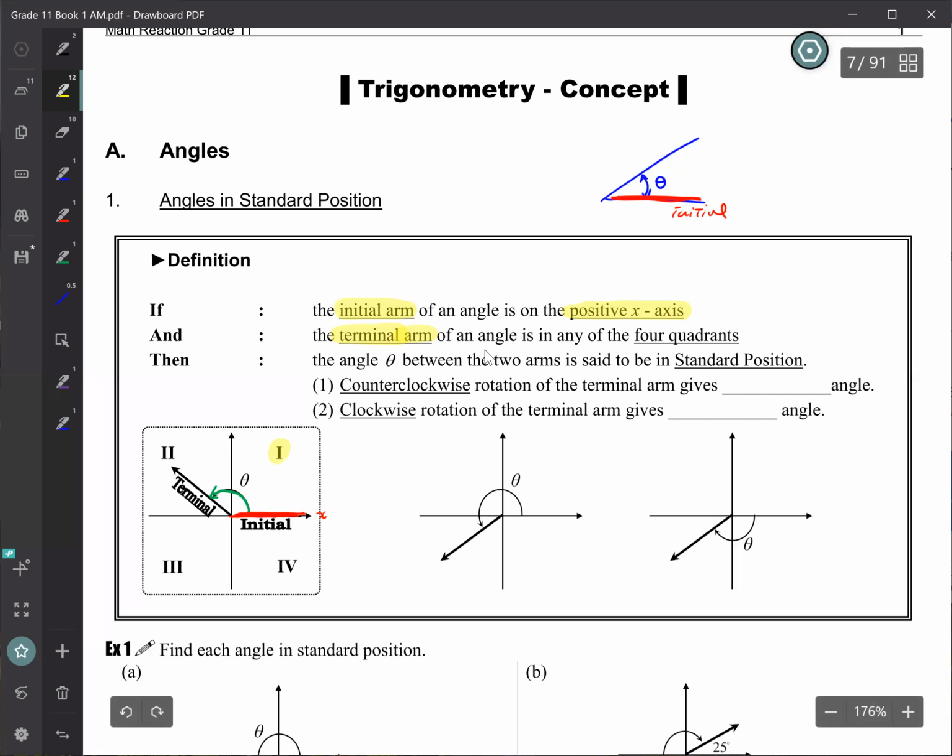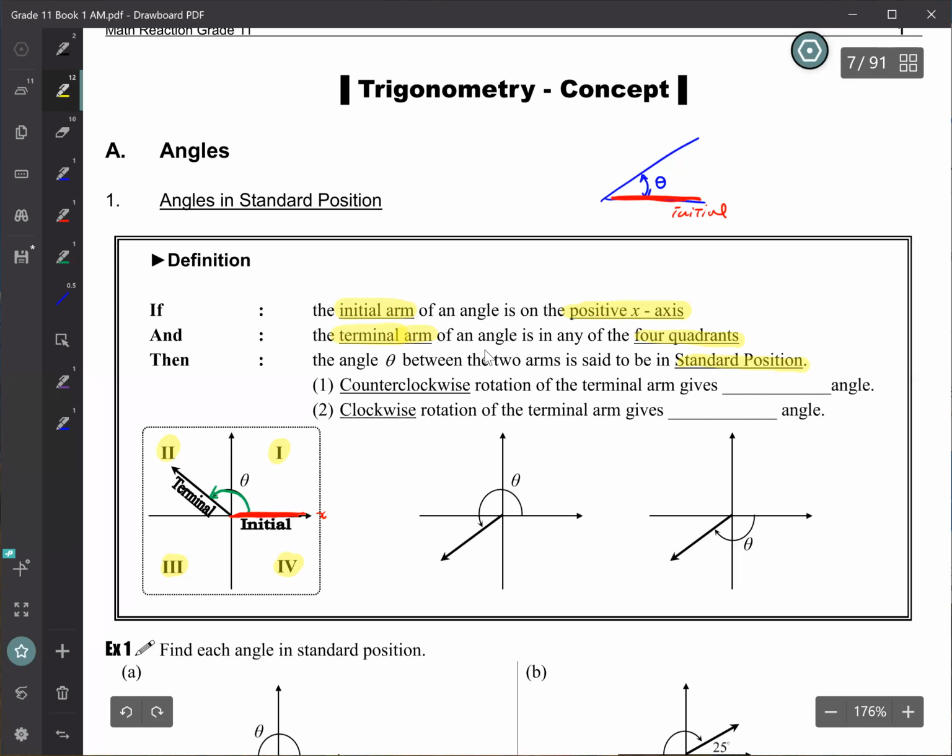So you have quadrant 1, quadrant 2, quadrant 3, quadrant 4. The stopping arm is called the terminal arm. Any questions so far? Angles are made up of 2 arms, but the initial is always fixed. It's not moving, only the terminal arm moves. If we are placing the angle this way, then we call that a standard position.